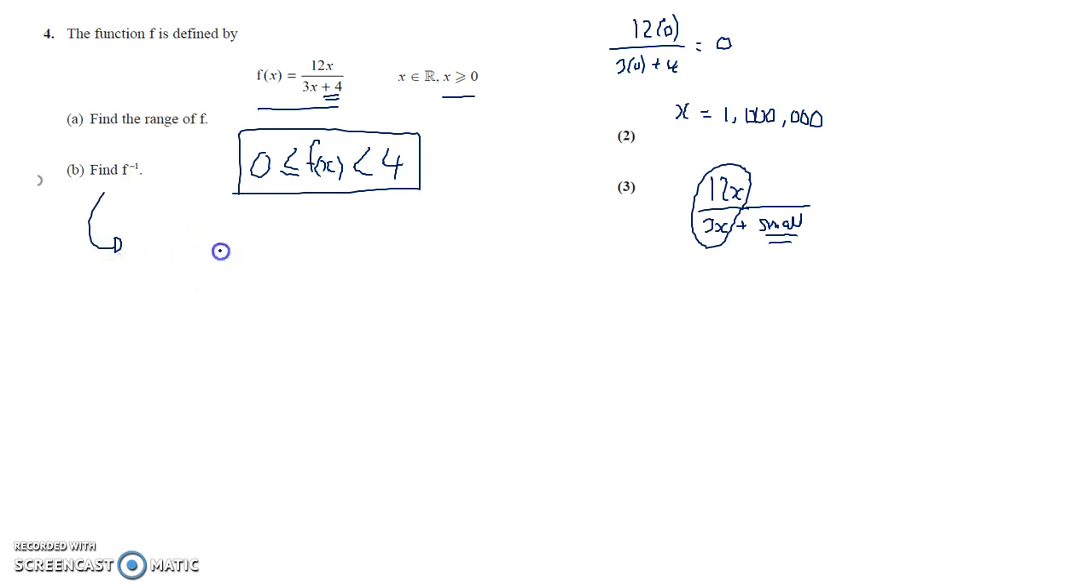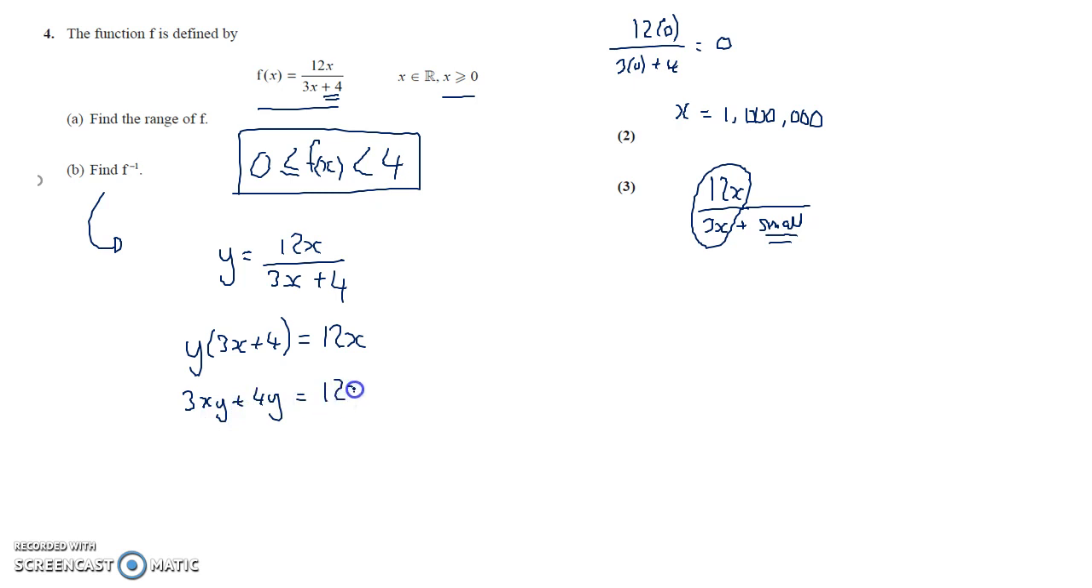Part B, find the inverse function. My method for this is just to write y equals the function, 12x over 3x plus 4, and then make x the subject. So I've got y times 3x plus 4 equals 12x. Expand. We want those x terms together, but I've got to make it the subject of the equation, so at some point I'm going to have to factorise something out here. I'm going to keep the y bit positive, so I'll keep that y bit there and move this term over.